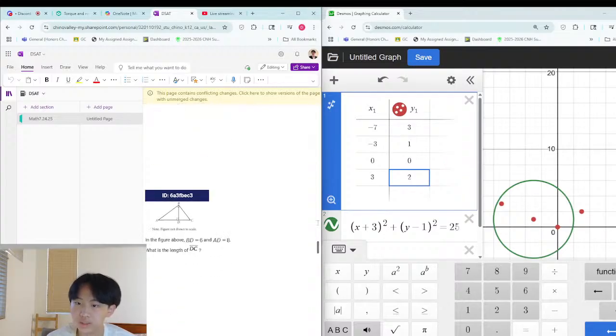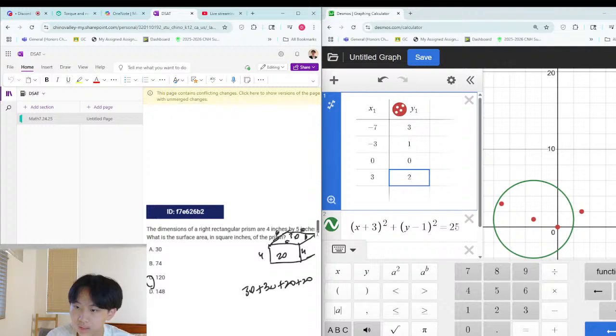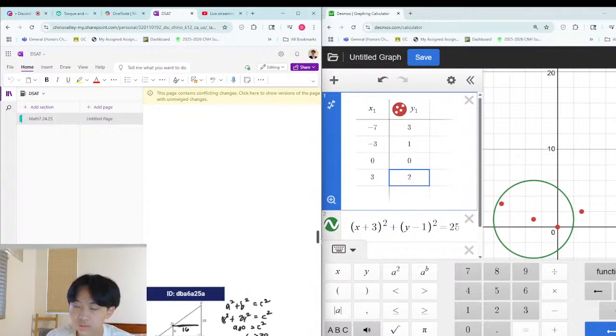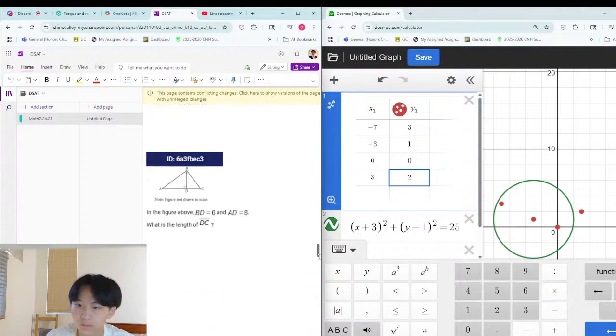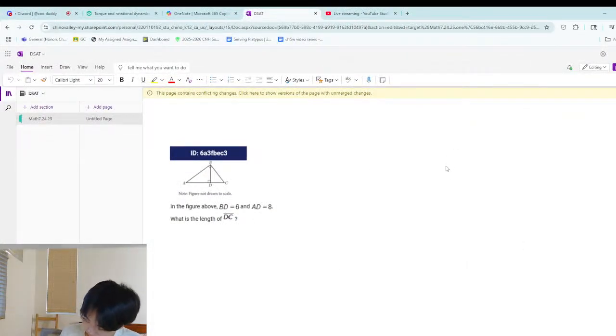So in the figure above, BD is equal to 6 and AD is equal to 8. What is the length of DC? Okay. The first thing that I notice in this problem is 8 and 6. So I'm thinking 8 squared plus 6 squared is equal to C squared. Right. 8 squared is 64 plus 36.